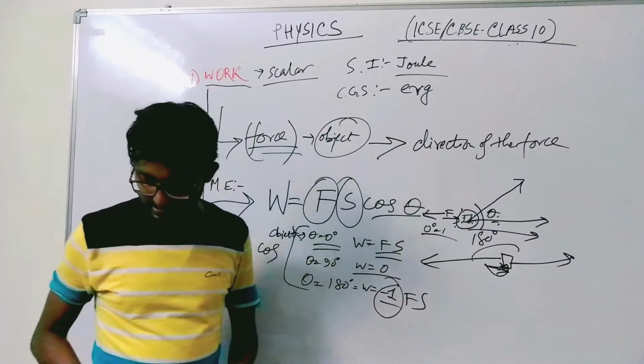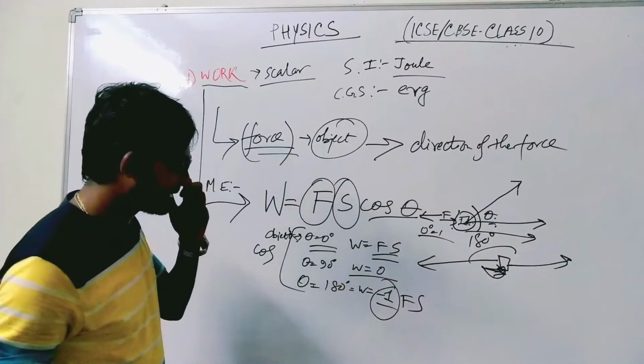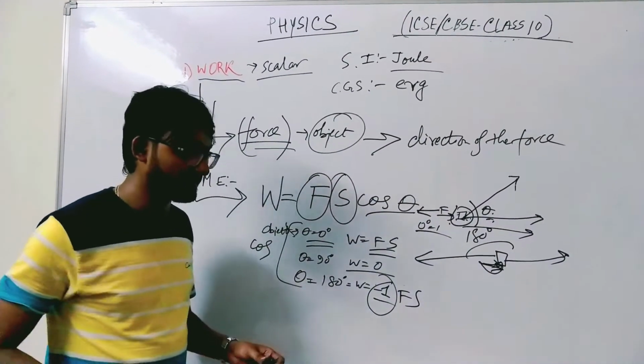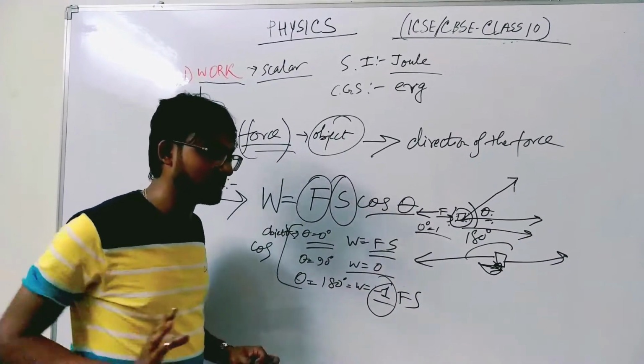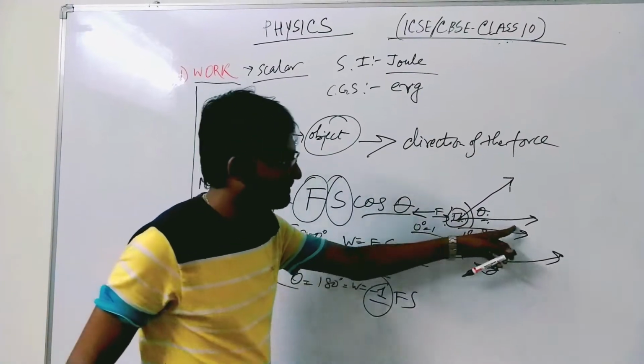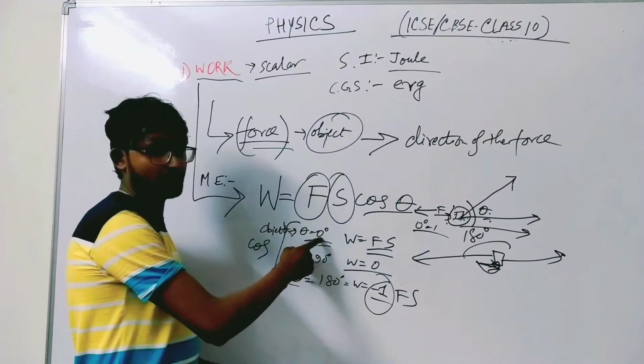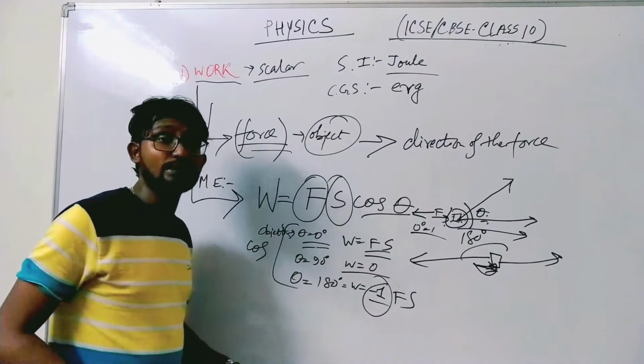Now I will discuss some examples regarding this. Like cos 0, as I have told you, if the object is moving parallel to the base, from the same position, then theta will be equal to 0, so W will be equal to Fs.